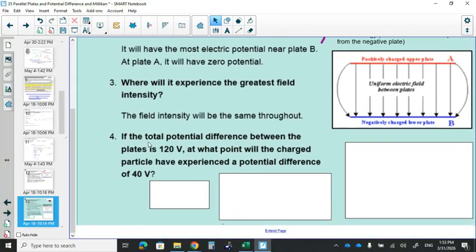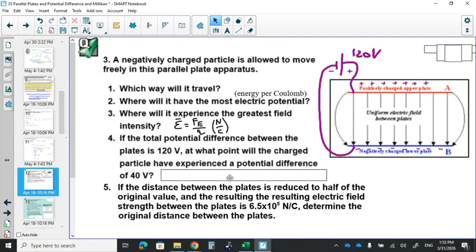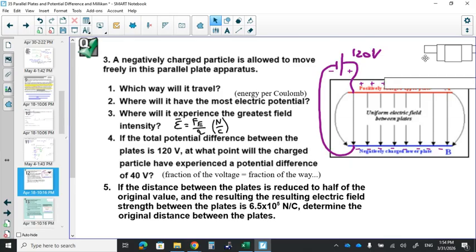Number 4, if the potential difference between the plates is 120 volts, it's weird too that if the delta V is equal to 120 V, it always bugs me, but I hope it's clear enough to you because of how I've helped you with this. Anyway, at what point will the charged particle have experienced a potential difference of 40 volts? Press pause, of course. If you take a chance to think about these things, be an active learner, but I'm trusting you're just going to do that as you go. I forget sometimes to say it.